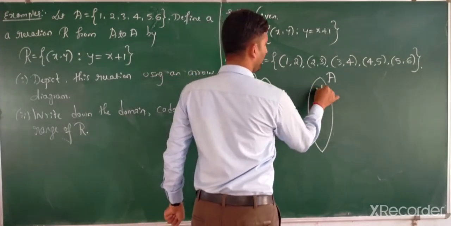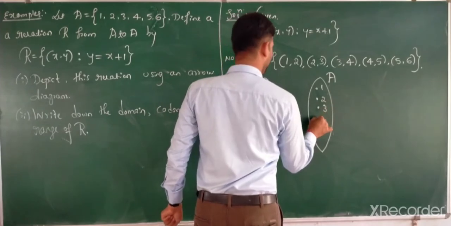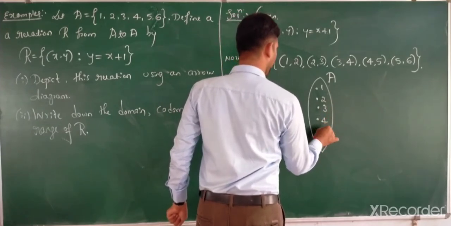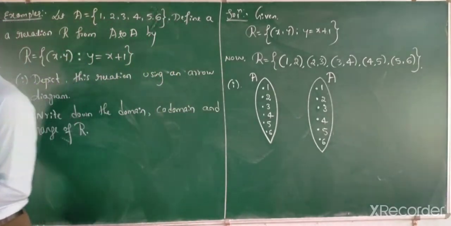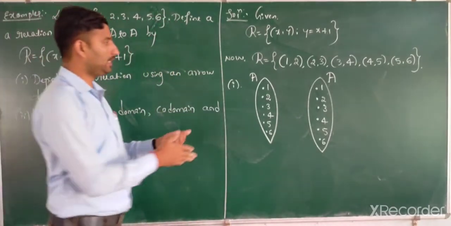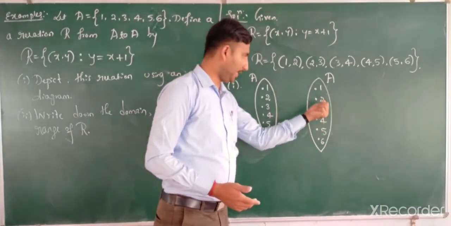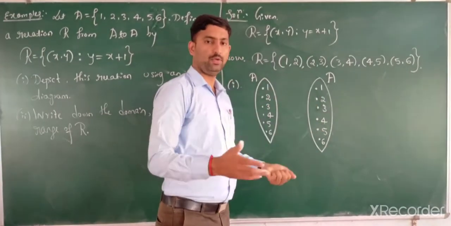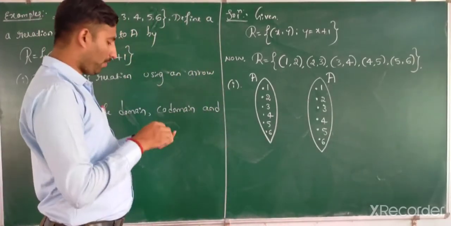Here there will be 1, here there will be 2, 3, after that 4, 5, 6. How many elements are there? There are 6 elements in the set capital A, and at the same time 6 elements in the other capital A. Both sets look like the same set. Why? Because it is a relation from A to A.